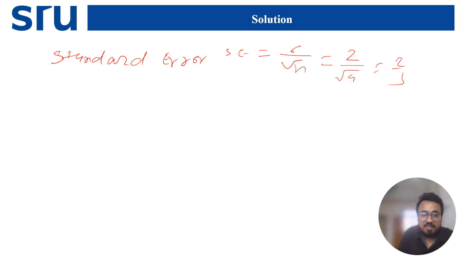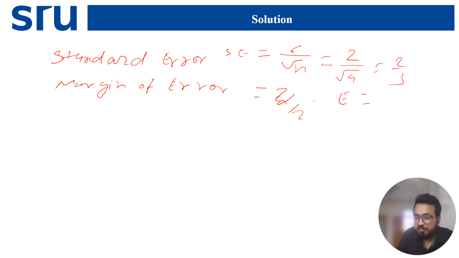Then we will find the margin of error. So that will be equal to Z alpha by 2 into standard error. So this is equal to 1.96 into 2 by 3. So this is almost equivalent to 1.31, right?